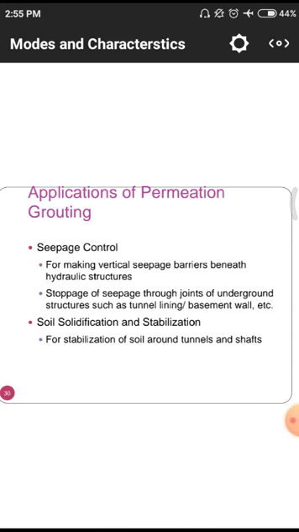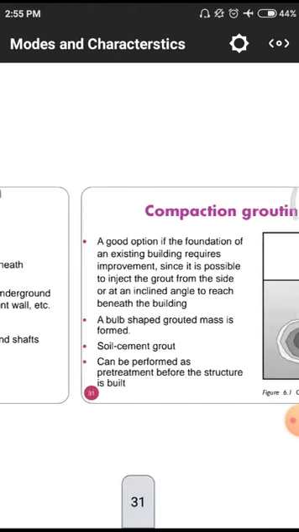Normally, solidification means if the soil contains liquid matter, we have to convert that liquid matter into a solid matter by simply removing whatever water is present in the soil. So it is simply a solidification technique in the case of soil. It is also used for stabilization of the soil around tunnels and shafts. It is a technique.